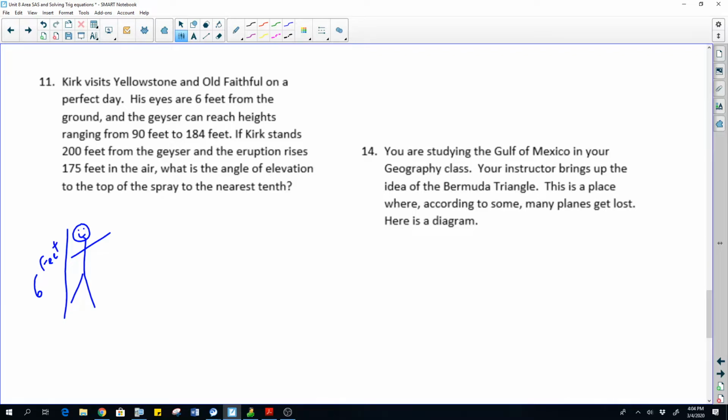6 feet from the ground. And then the geyser can reach heights ranging from 90 feet to 184 feet. If Kirk stands 200 feet from the geyser, so let's go and draw 200 feet. Okay, and so then we have Old Faithful. It's a bit of a mound, not too huge, with a hole in it that erupts. If Kirk stands 200 feet from the geyser and the eruption rises to 175 feet in the air, what is the angle of elevation to the top of the spray?